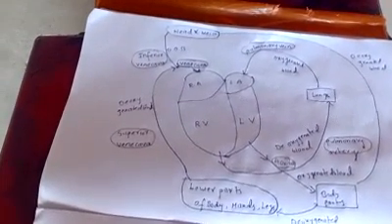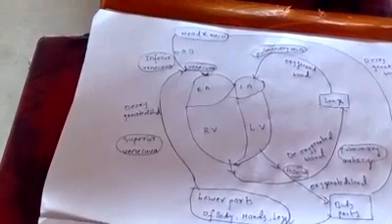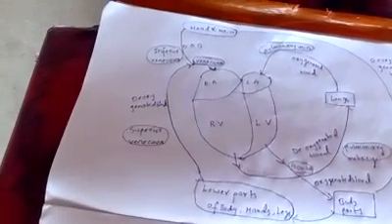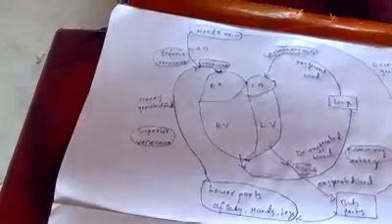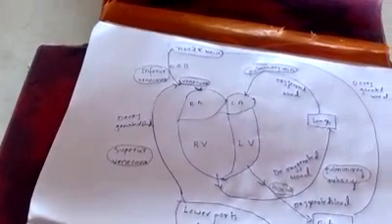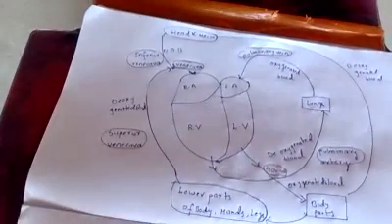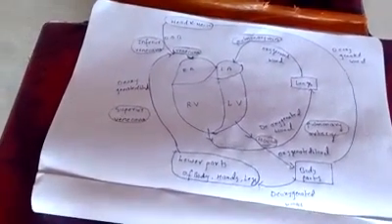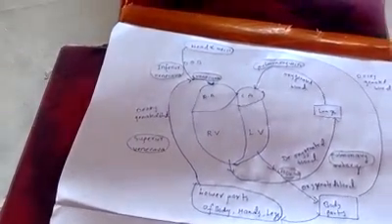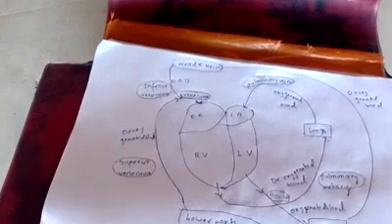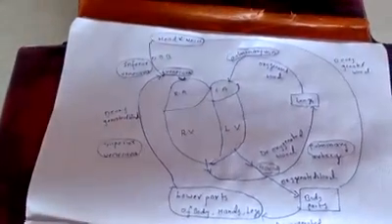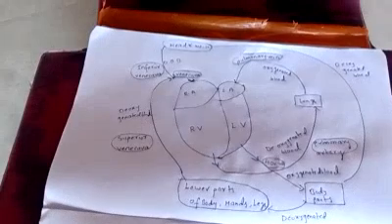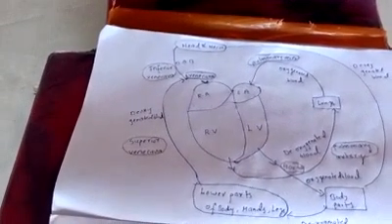The deoxygenated blood from the right atrium enters into the right ventricle by the valve called the tricuspid valve. In between the right atrium and right ventricle, one septum is there, and in it one valve is there, that is the tricuspid valve. With the help of that valve the deoxygenated blood will enter into the right ventricle. So now the right ventricle is filled with deoxygenated blood.